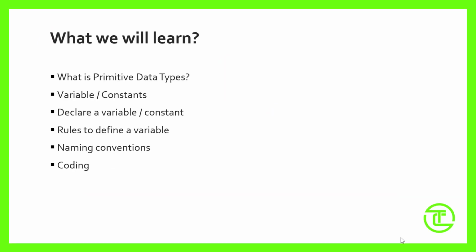So let's start. What we're going to learn in this lecture: first of all, we'll talk about what primitive data types are. Then we'll see what variables are, what constants are, how to declare a variable, and what the rules are to define a variable. We'll also see some naming conventions, and at the end of the lecture we'll do some coding.